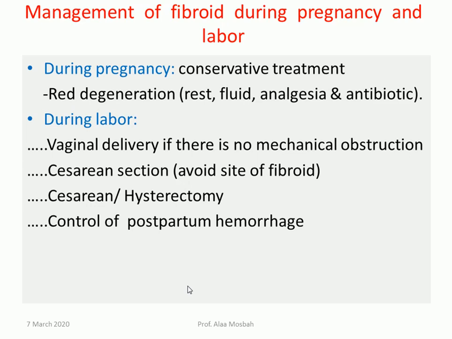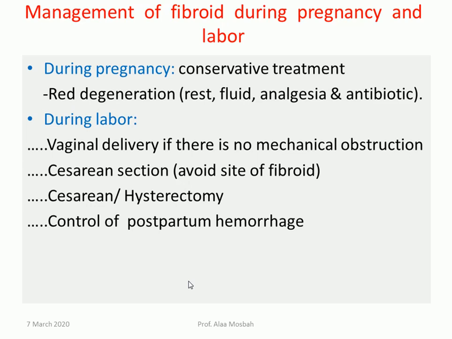What about during labor? Vaginal delivery, if there is no mechanical obstruction according to the site of the leiomyoma. So long as there is no obstetric indication, we will do vaginal delivery if the fibroid is not causing mechanical obstruction. Cesarean section may be needed, with a transuterine incision for cesarean section to avoid the site of the fibroid.